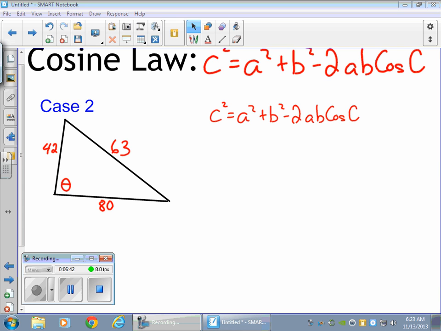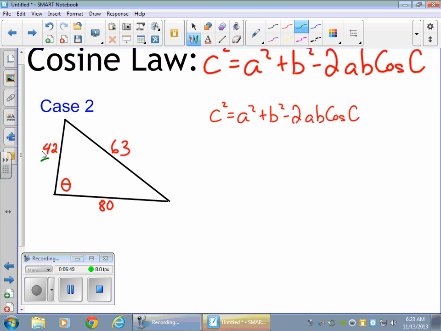Okay, so now in the second case, we see a little bit different information given to us. We have specifically in this case the 3 different sides, no angles. So that is the second case that I'm interested in. Similarly to what we said before, what I have labeled as C, and what I've labeled as capital C over here, are any pair of side and angle that are across from one another.